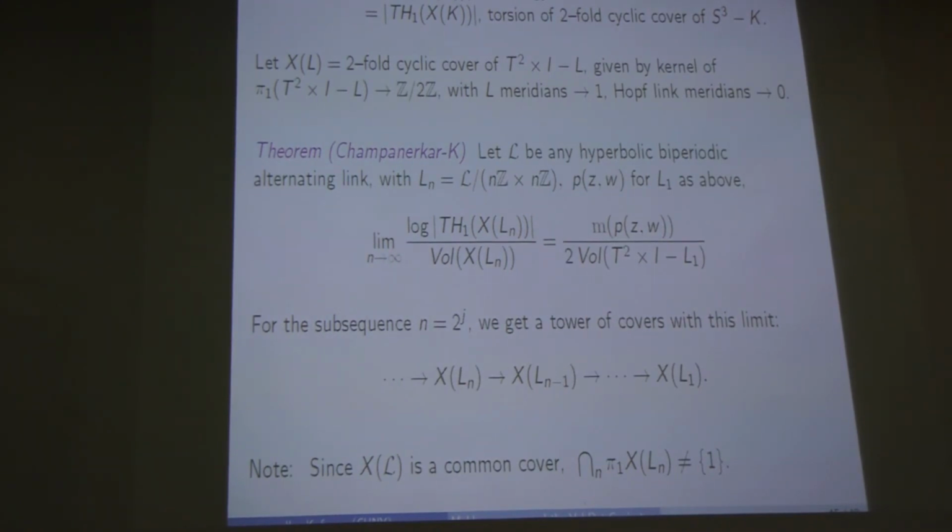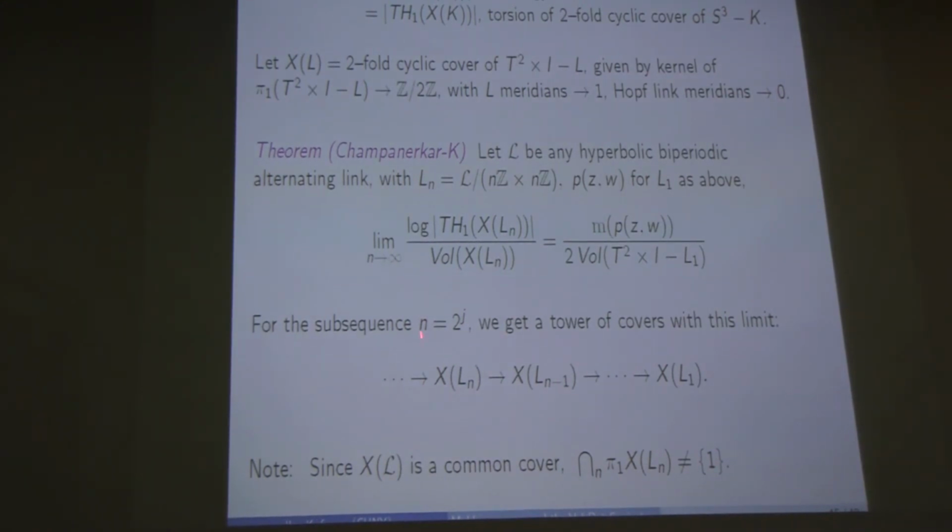And so what we proved is that if you have any hyperbolic biperiodic alternating link, if you take an exhaustive sequence of toroidal quotients by NZ cross NZ, then for the characteristic polynomial for the first one of those, the fundamental domain, L1, the limit of the exponential growth rate of the homological torsion divided by the growth rate of the volume for these X of Ln's is given exactly by the Mahler measure of P of ZW divided by twice the volume of T2 cross I minus L1.